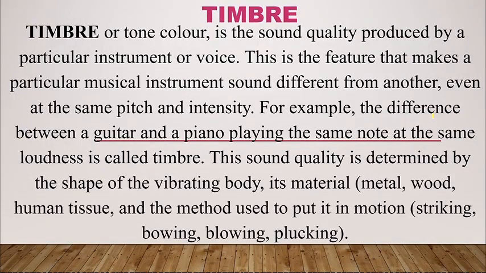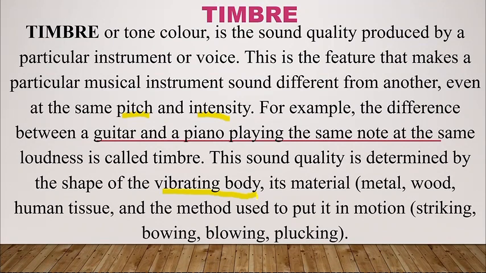Timbre or tone color is the sound quality produced by a particular instrument or voice. It is the feature that makes a particular musical instrument sound different from another, even at the same pitch or intensity. They have different sound quality. Now, the sound quality is usually determined by the shape of the vibrating body. Remember, sound is usually produced by vibrations of a particular body.